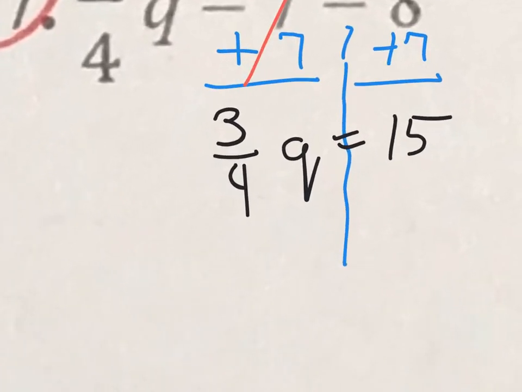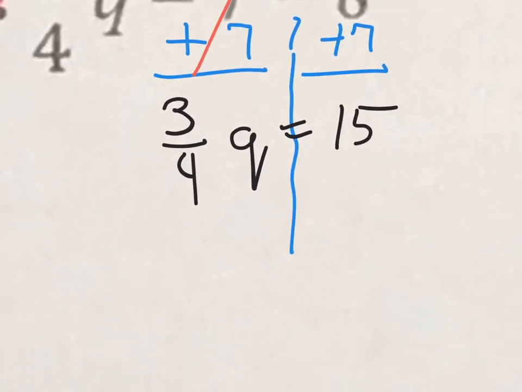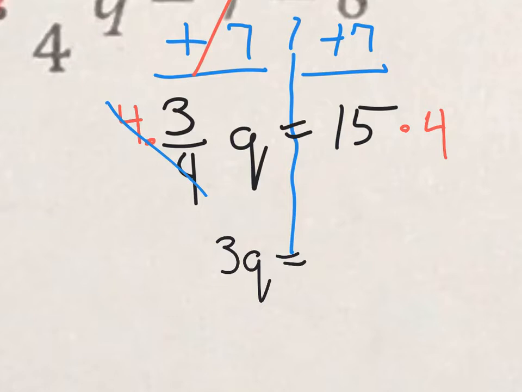Anyway, let's continue here. What do I do next? What's my next step? Yeah, you don't want this divided by 4, so you're going to do the opposite, which is multiplying by 4. Notice that I wrote it up on top in the numerator position. And of course, what you do to one side, you do to the other side. So the 4 and the 4 cancel out. What's left over? A 3 and a Q, the equal sign right there. And 15 times 4 is 60.